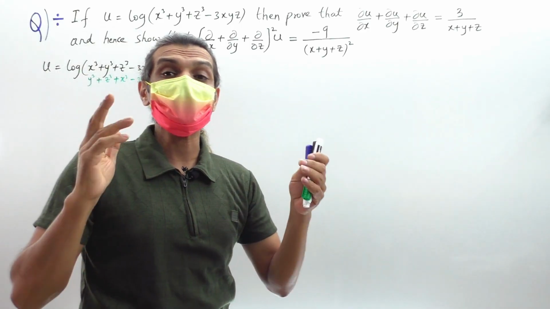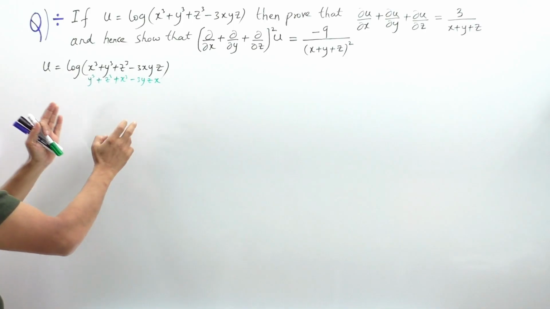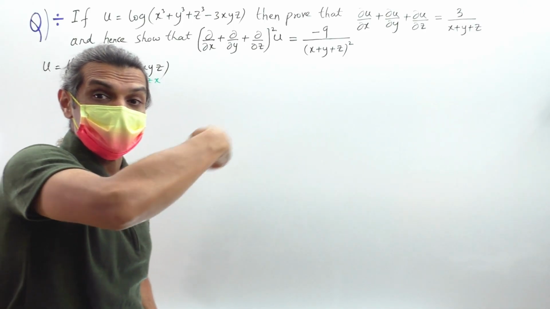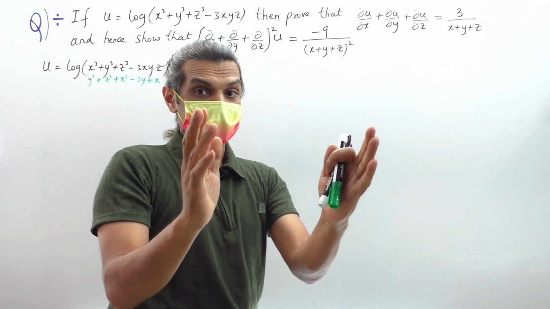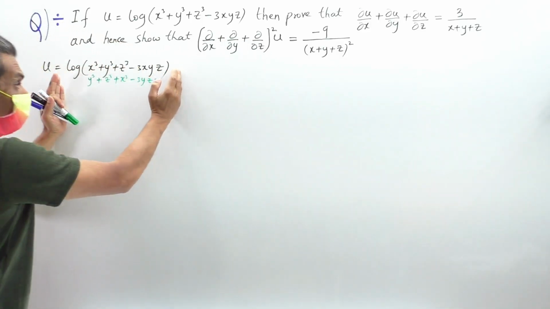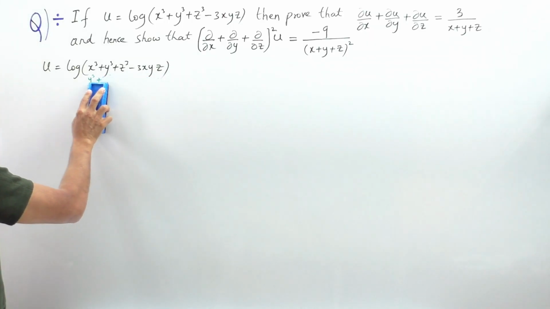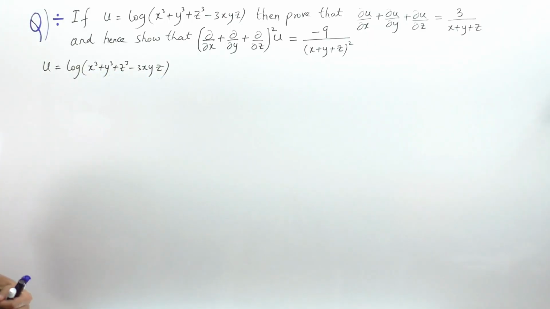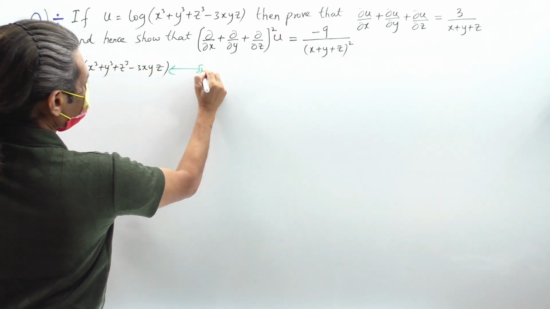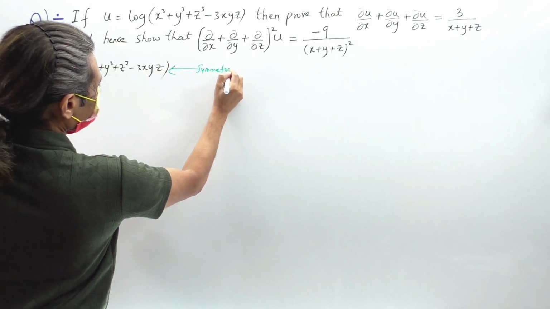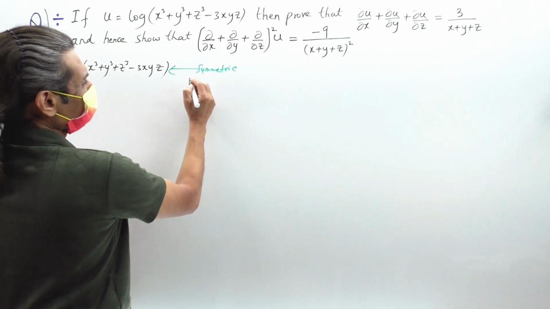This is called a symmetric function. Are you getting it? In a function, if by changing x to y, y to z, and again z to x, the function remains the same, we call it a symmetric function. So this is nothing but a symmetric function. Now, again, what does symmetric mean?